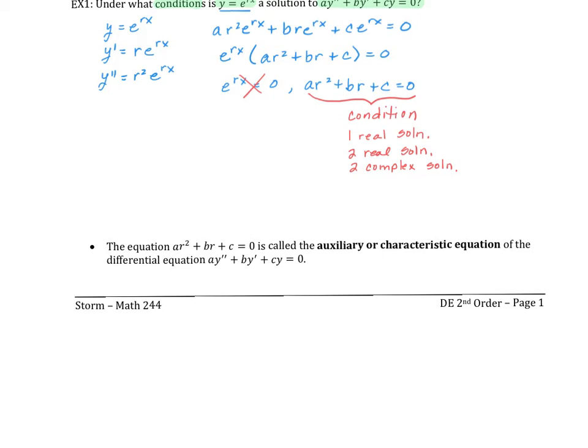Well, this particular quadratic equation, this ar squared plus br plus c equal to 0, is what we call our auxiliary or characteristic equation. And if we can solve that, then we can solve the differential equation. So again, that is what ar squared plus br plus c is called.